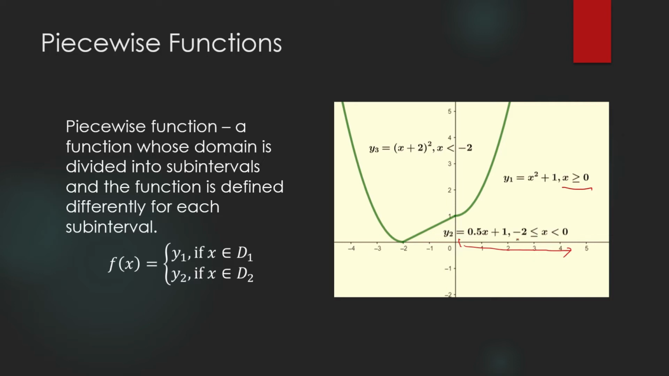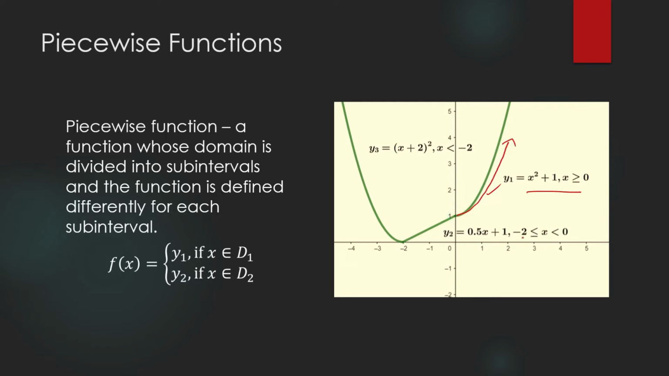Then another subinterval is from -2 to 0. And then the other interval is from -2 to negative infinity. That is the interval of real numbers that is less than -2. And this is how we define the function. If x is greater than or equal to 0, it is equal to x squared plus 1. This one, from here to there.